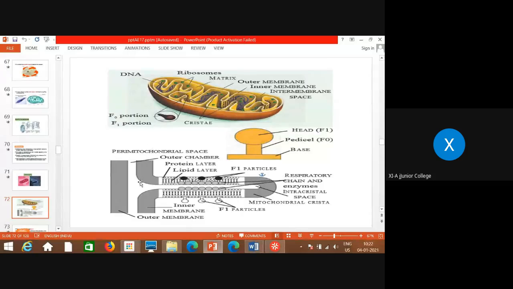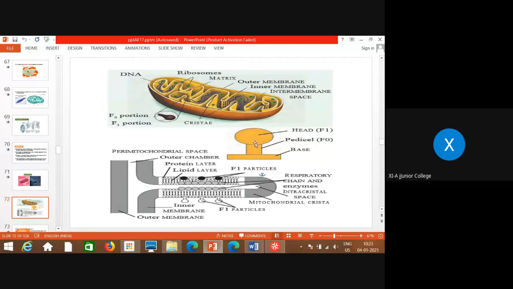Now this is one fold of the inner membrane of the mitochondrion. This is the single fold, this is the outer membrane, this is the inner membrane, and on the inner membrane you can see the lipid layer as well as the protein layer. And if you see this darkly stained structure, that is called the F1 particle. They are also called oxysomes, or electron carriers. And this oxysome contains three parts.